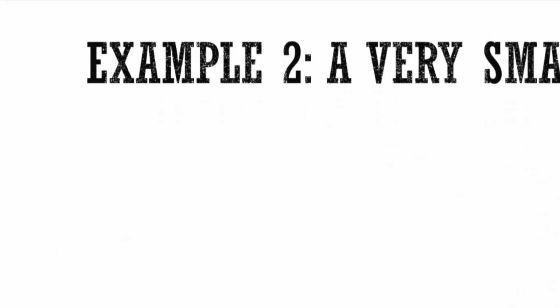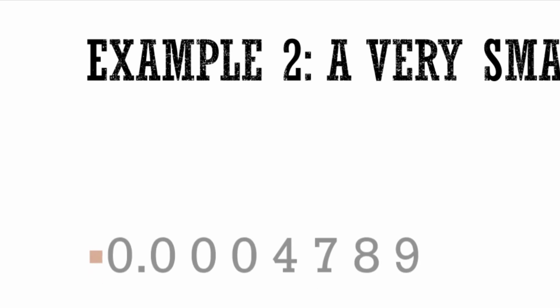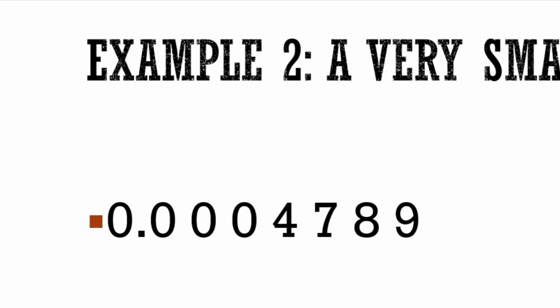All right, now let's try our second example. This time we are going to work with a very small number. We'll move the decimal places till we get a number that is between 1 and 10. 1 is inclusive but 10 is exclusive. So let's move 1, 2, 3, 4. We are there. So how many decimal places did we move? We moved 1, 2, 3, and then 4.